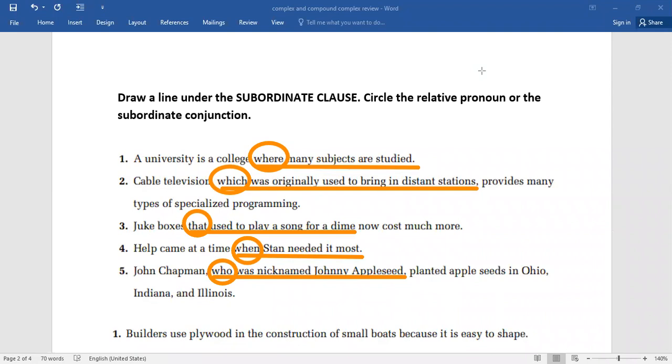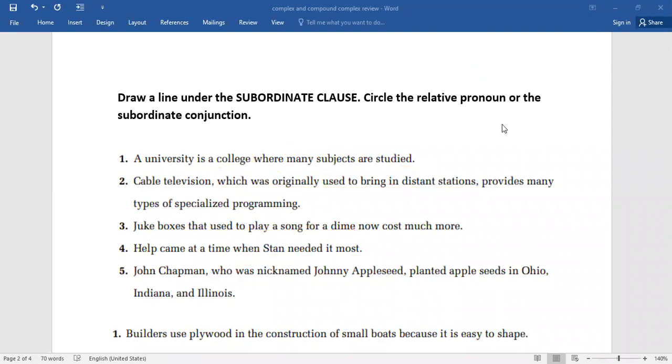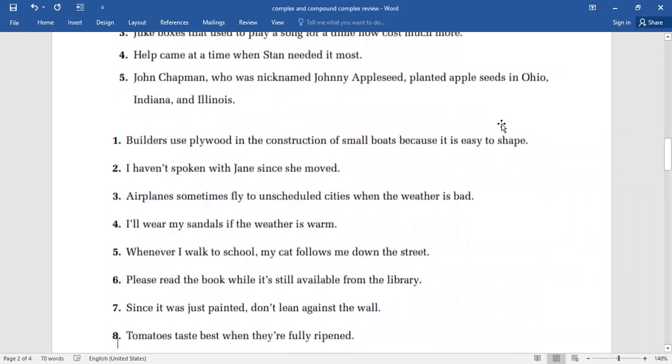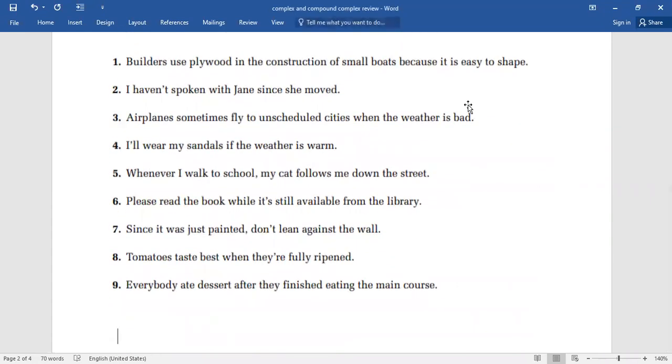All right, and let's go on to the next set of questions, which is 1 to 9. Again, we're doing the same thing. All right, let's hear from Kareem. Where's my subordinate clause? Because it is easy to shape. Because it is easy to shape. And what does it start with?